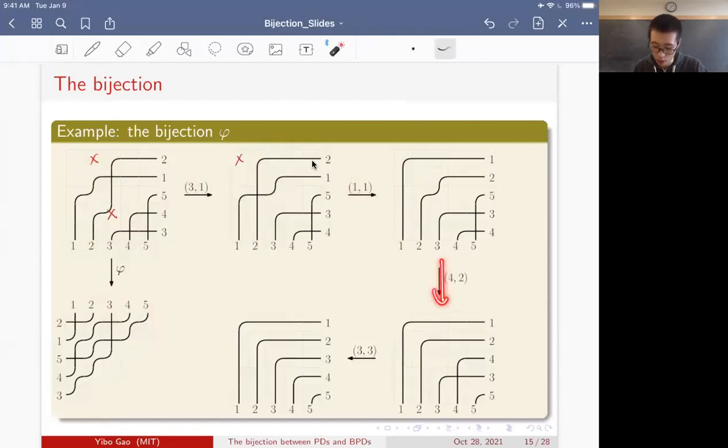And you can go on like this. So for 2, I'll give you this, and finally this, to reduce to the identity bumpless pipe dream. Any questions?